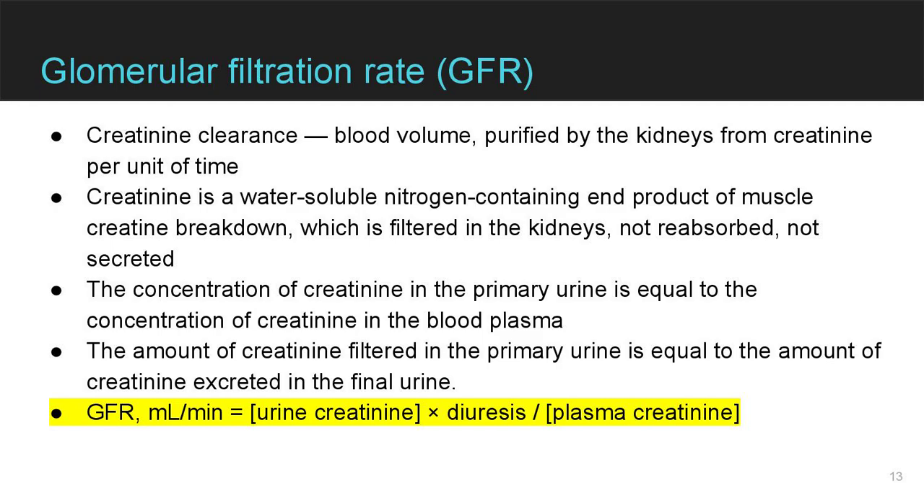So if we know the volume of urine, the concentration of creatinine in urine and the concentration of creatinine in blood, we can estimate the clearance of creatinine. Here, glomerular filtration rate, in milliliters per minute, is equal to the concentration of urine creatinine times diuresis divided by the concentration of plasma creatinine. So we can estimate the general function of kidney filtration.